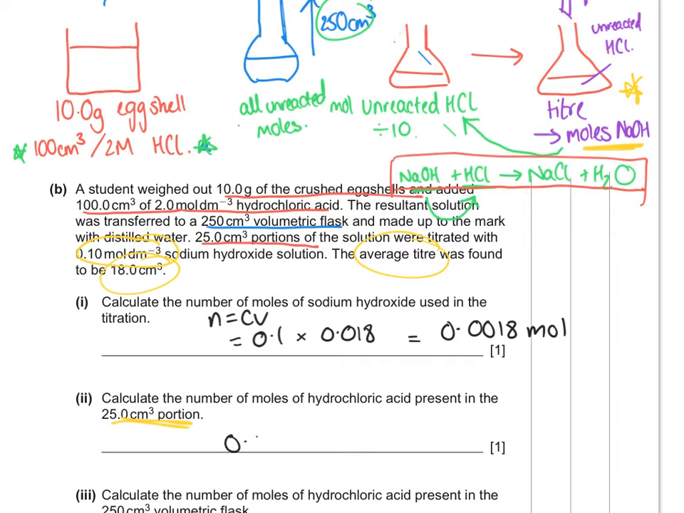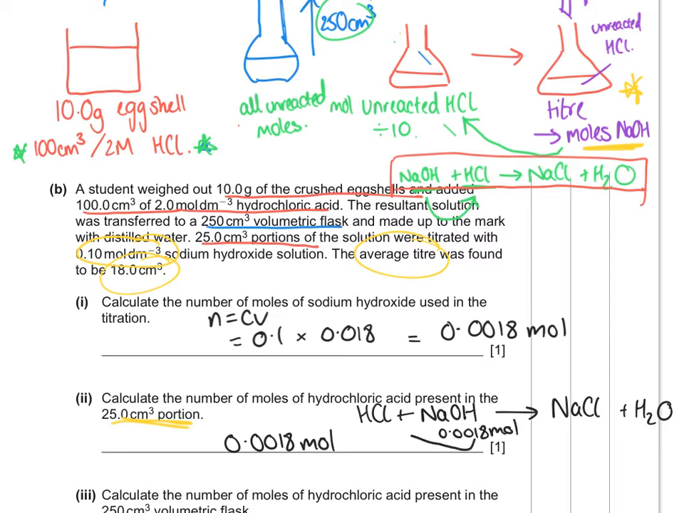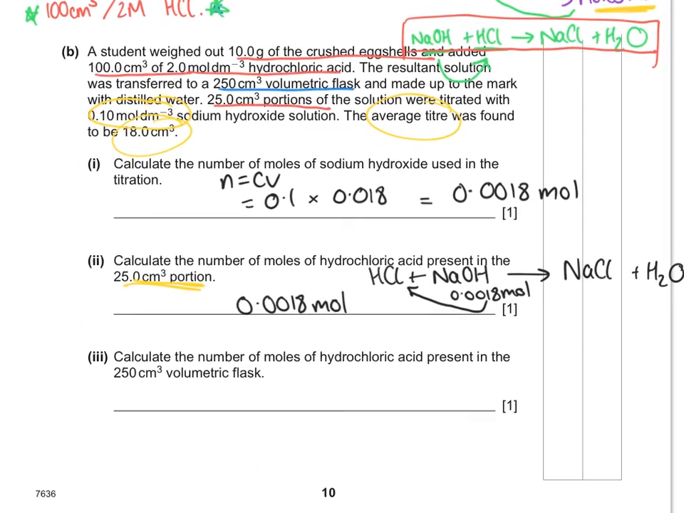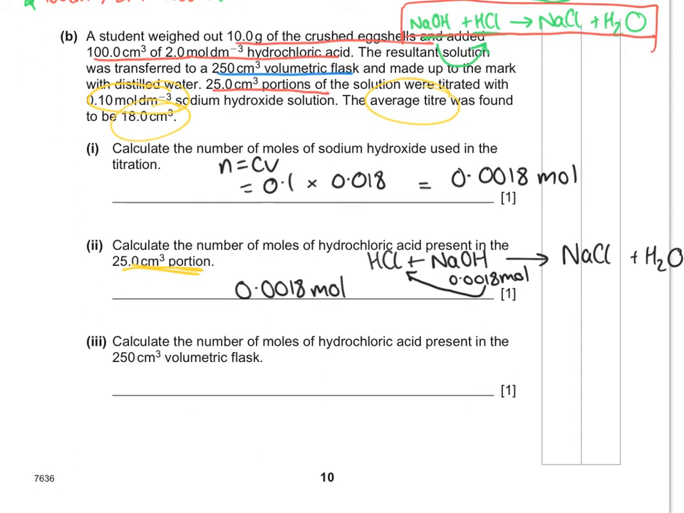And so that's 0.0018 moles. Just to write that underneath the equation, you have your hydrochloric acid, you're reacting it with sodium hydroxide and getting sodium chloride plus water. If I have 0.0018 moles of the sodium hydroxide, then I'm going to have the same number of moles of hydrochloric acid.